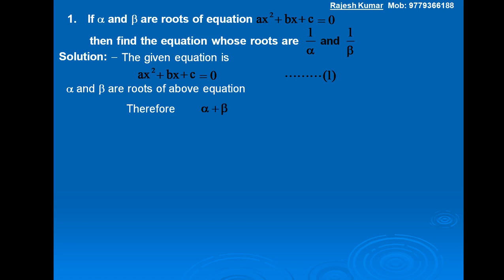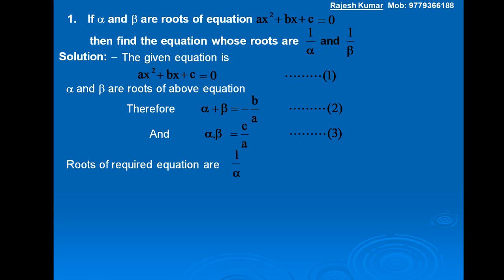Therefore, alpha plus beta, the sum of the roots, is equal to minus b upon a, that is, minus coefficient of x upon coefficient of x square. Let it be equation number 2. And the product of roots alpha into beta is equal to c upon a, that is, constant term upon coefficient of x square. Let it be equation number 3. Roots of the required equation are 1 upon alpha and 1 upon beta.